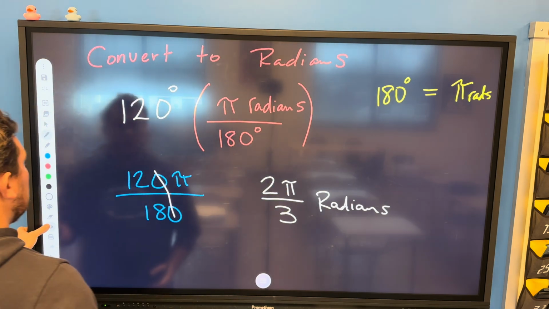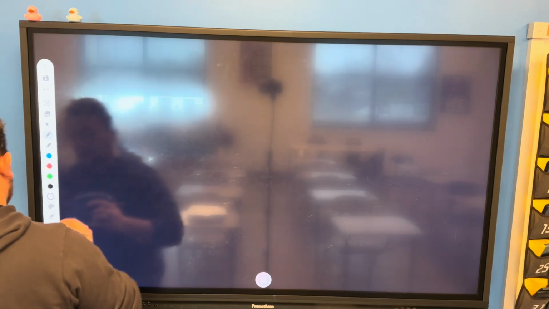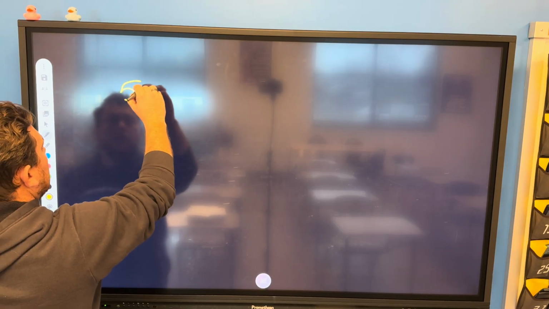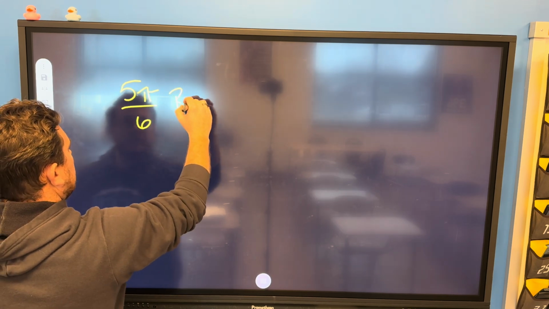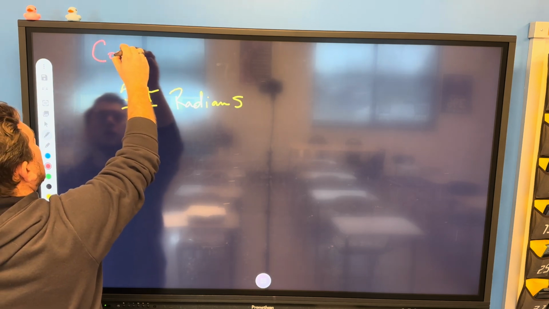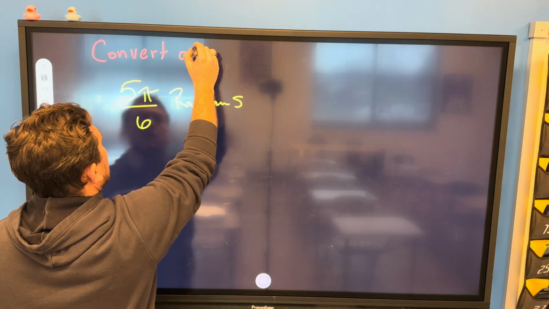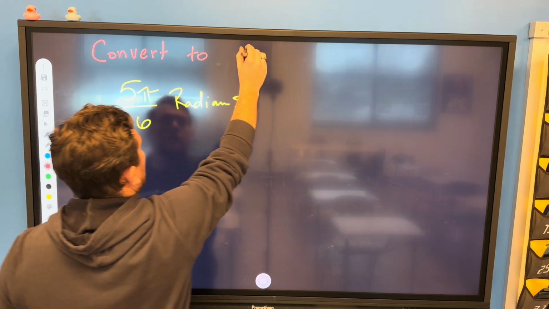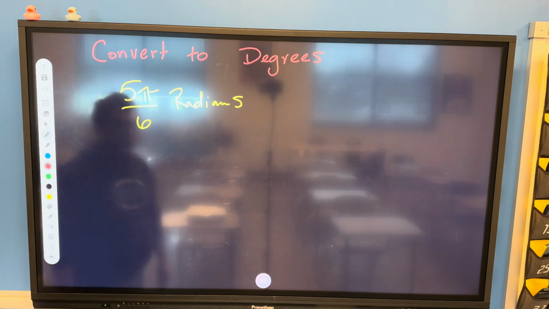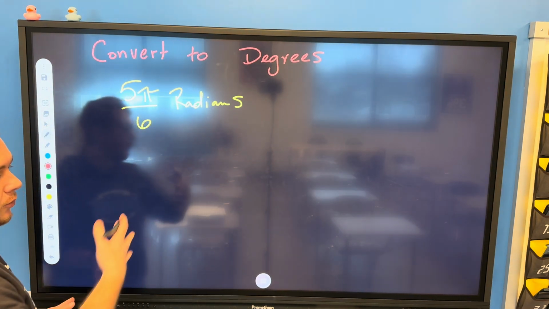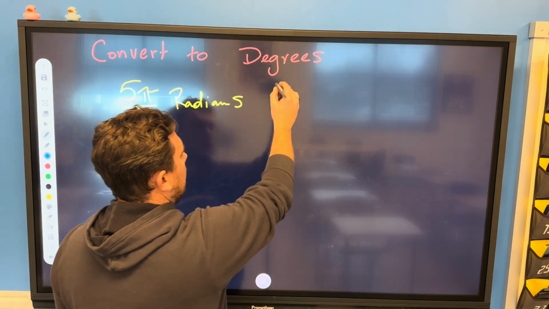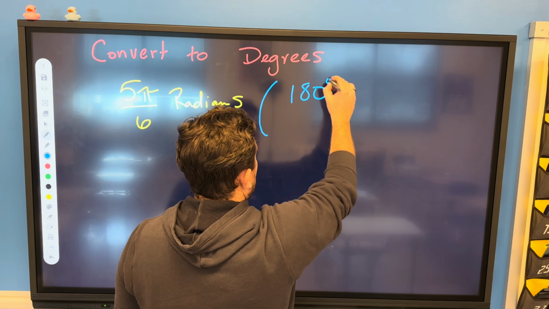Let's do the opposite. Okay, we're going to take a radian and work it back to a degree. So let's say we have 5 pi over 6 radians, and we want to convert to degrees. Well, if going from degrees to radians was pi over 180, going from radians to degrees will be 180 over pi.